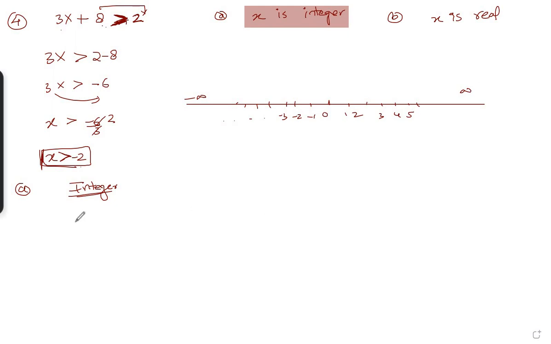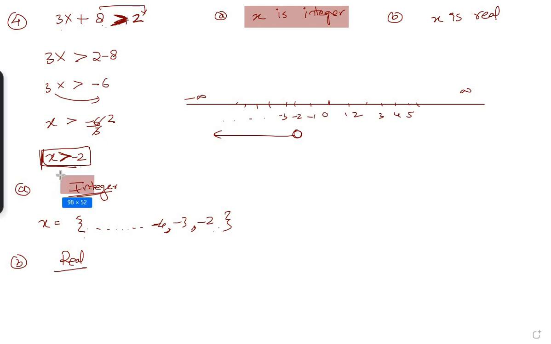So we need to include only integers more than minus 2. So more than minus 2 will be from here to here. Correct? So let me write down. So x will be minus 2, then minus 3, then minus 4 and that's it. If we are taking only integers, remember we write it with curly brackets and with commas. Correct?